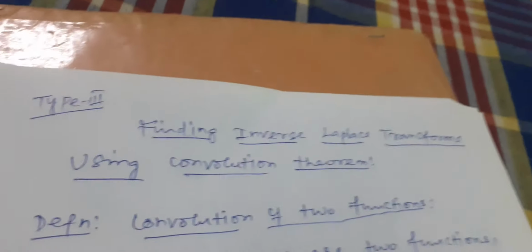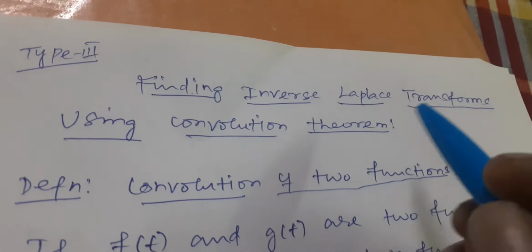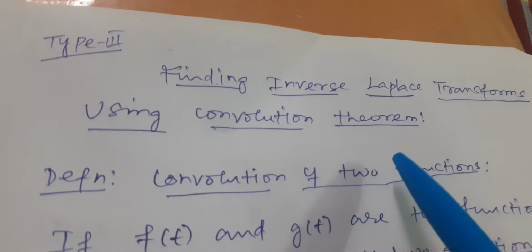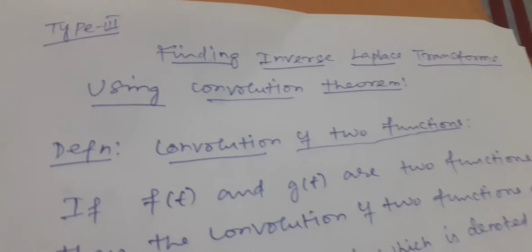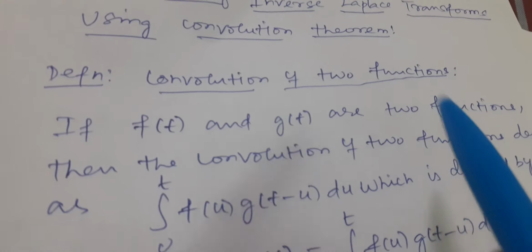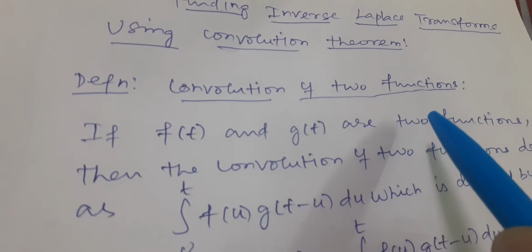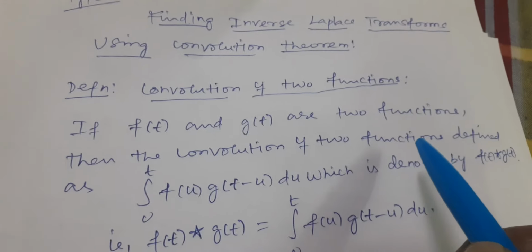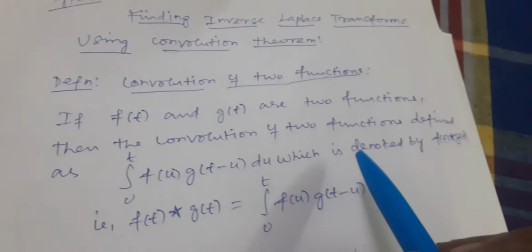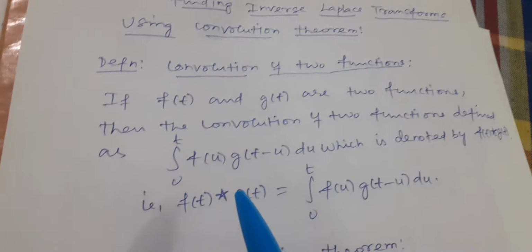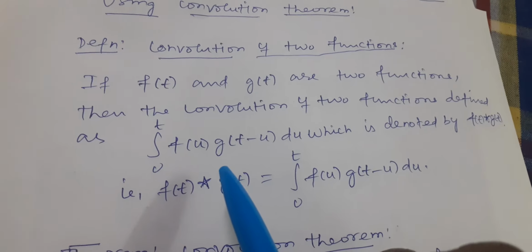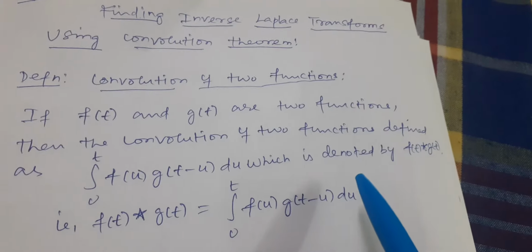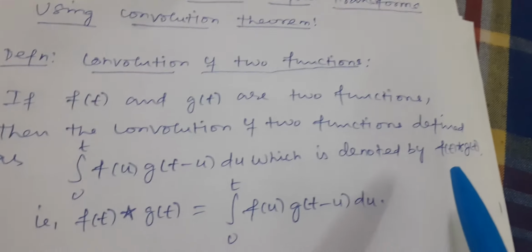Hi students, today we are going to see finding inverse Laplace transforms using convolution theorem. First of all, the definition of convolution of two functions. If f of t and g of t are two given functions, then the convolution of two functions is defined as integral 0 to t f of u g of t minus u into du, which is denoted by f of t star g of t.